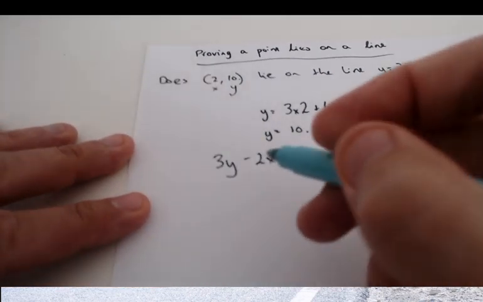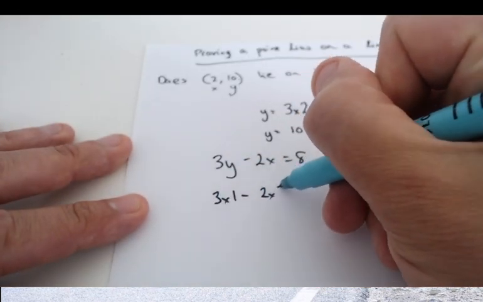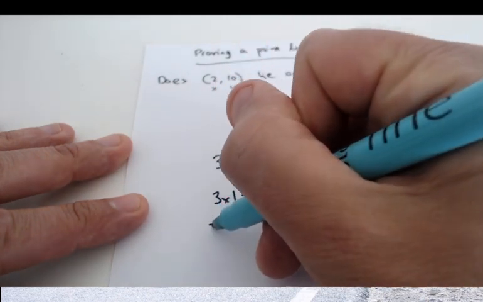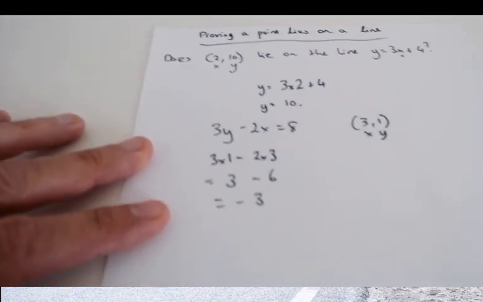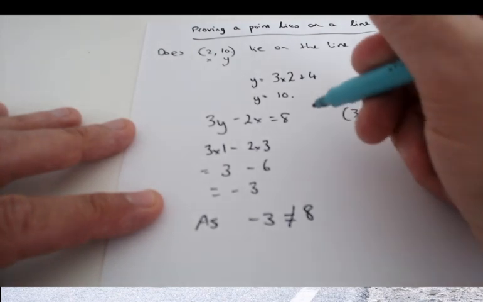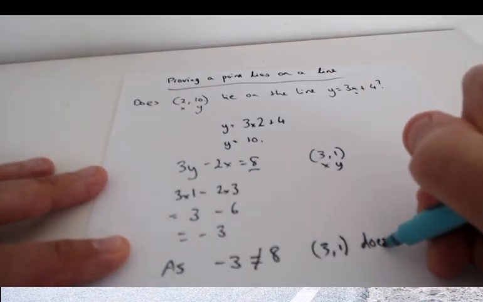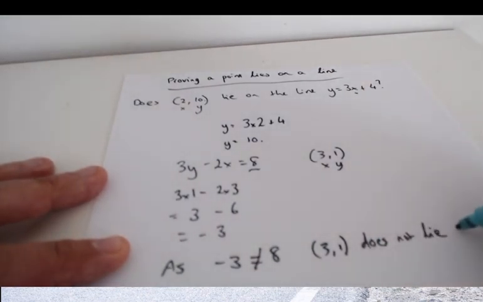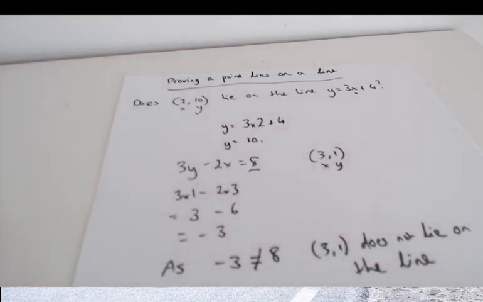So if I substitute y is 1, x is 3, that's going to give me 3 take away 6, which is going to equal minus 3. As minus 3 doesn't equal 8, remember it should have equalled 8, (3,1) does not lie on the line. So that's how you prove if something lies on a line or not.